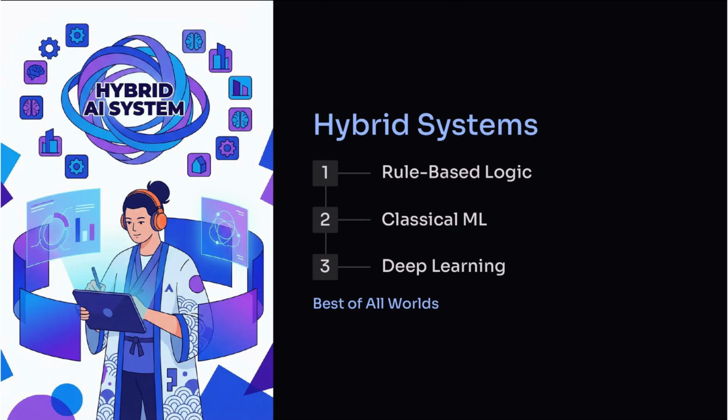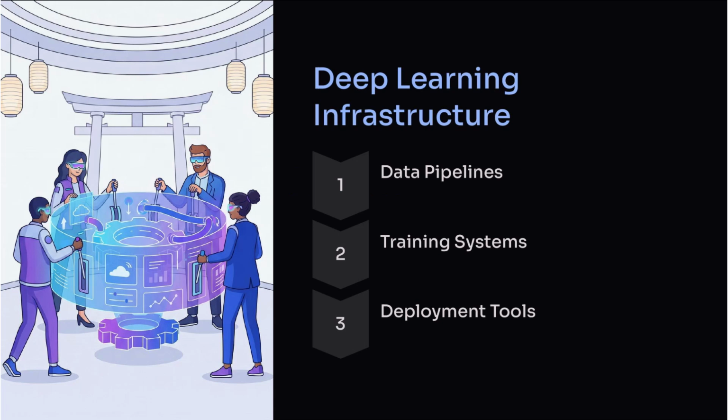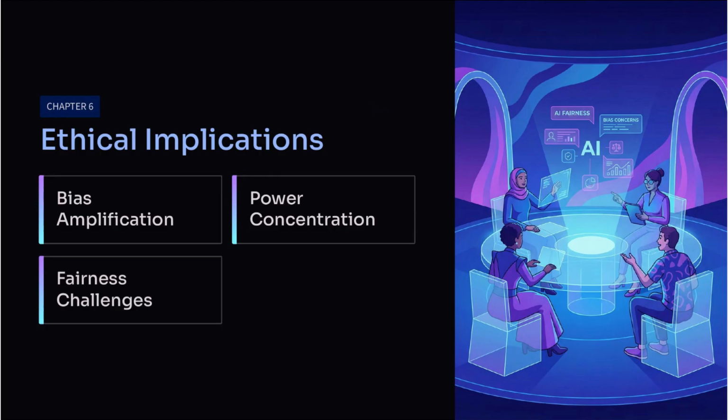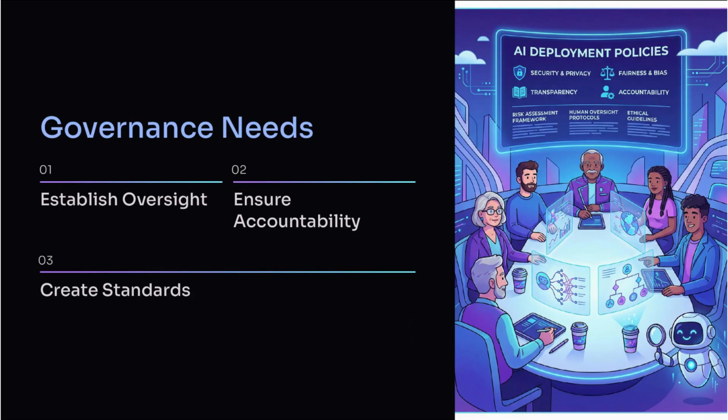Deep learning powers translation, recommendation systems, and perception tasks in modern products. Supporting infrastructure includes data pipelines, training platforms, and deployment tooling. Ethical implications include bias amplification and concentration of power among resource-rich organizations. Evaluation remains essential. Deep models must be tested rigorously using appropriate metrics. Governance frameworks help ensure responsible deployment of deep learning systems. Misconceptions persist. Deep learning outputs often appear intelligent, leading to overestimation of capabilities.